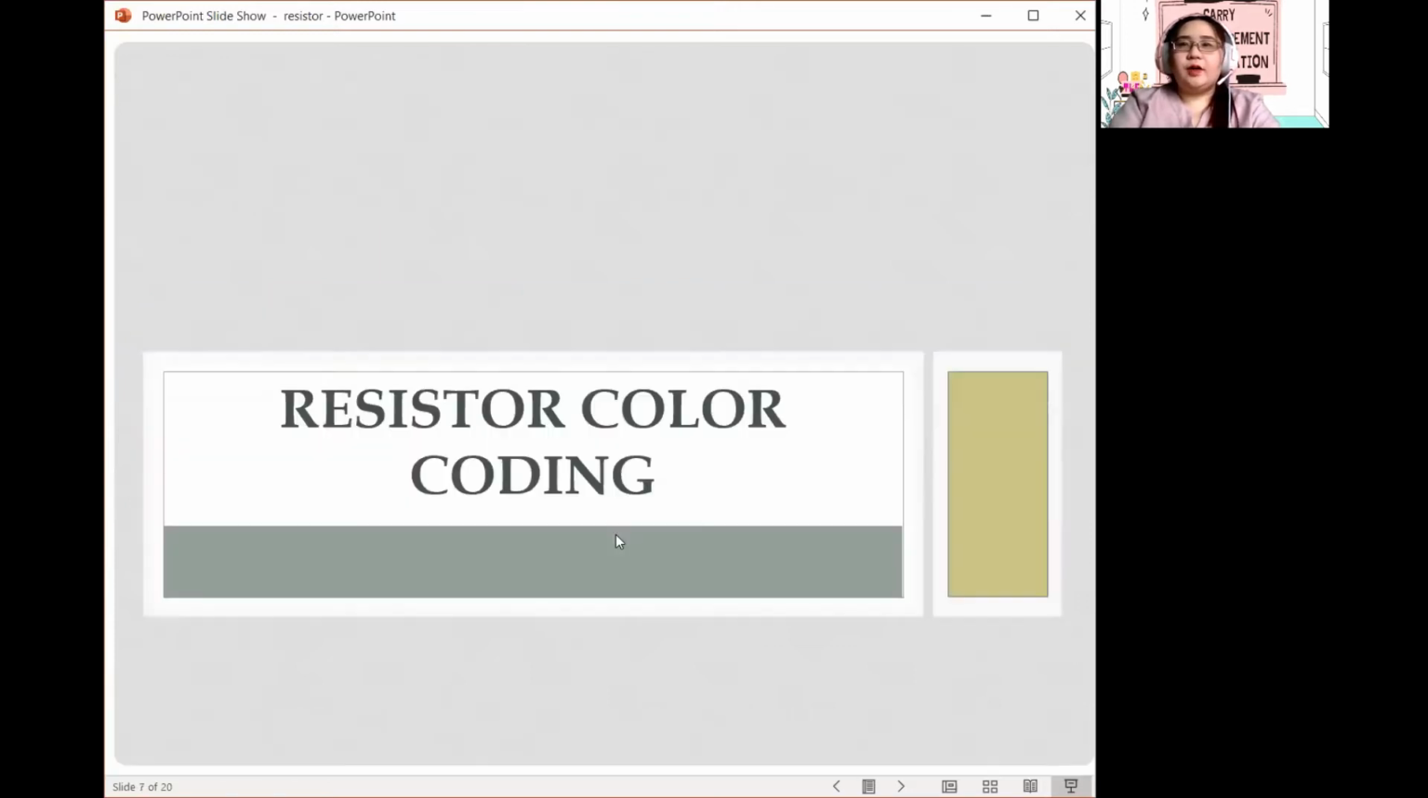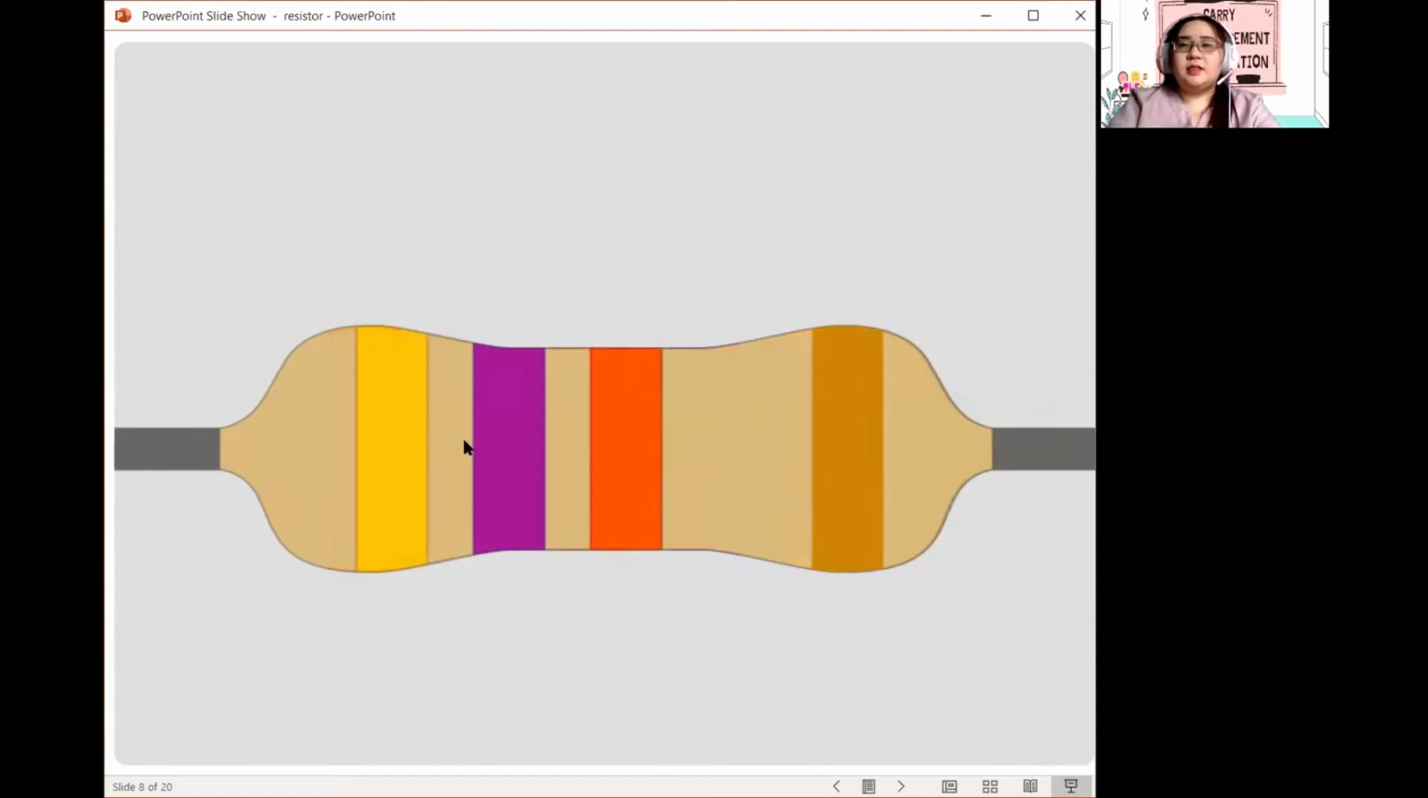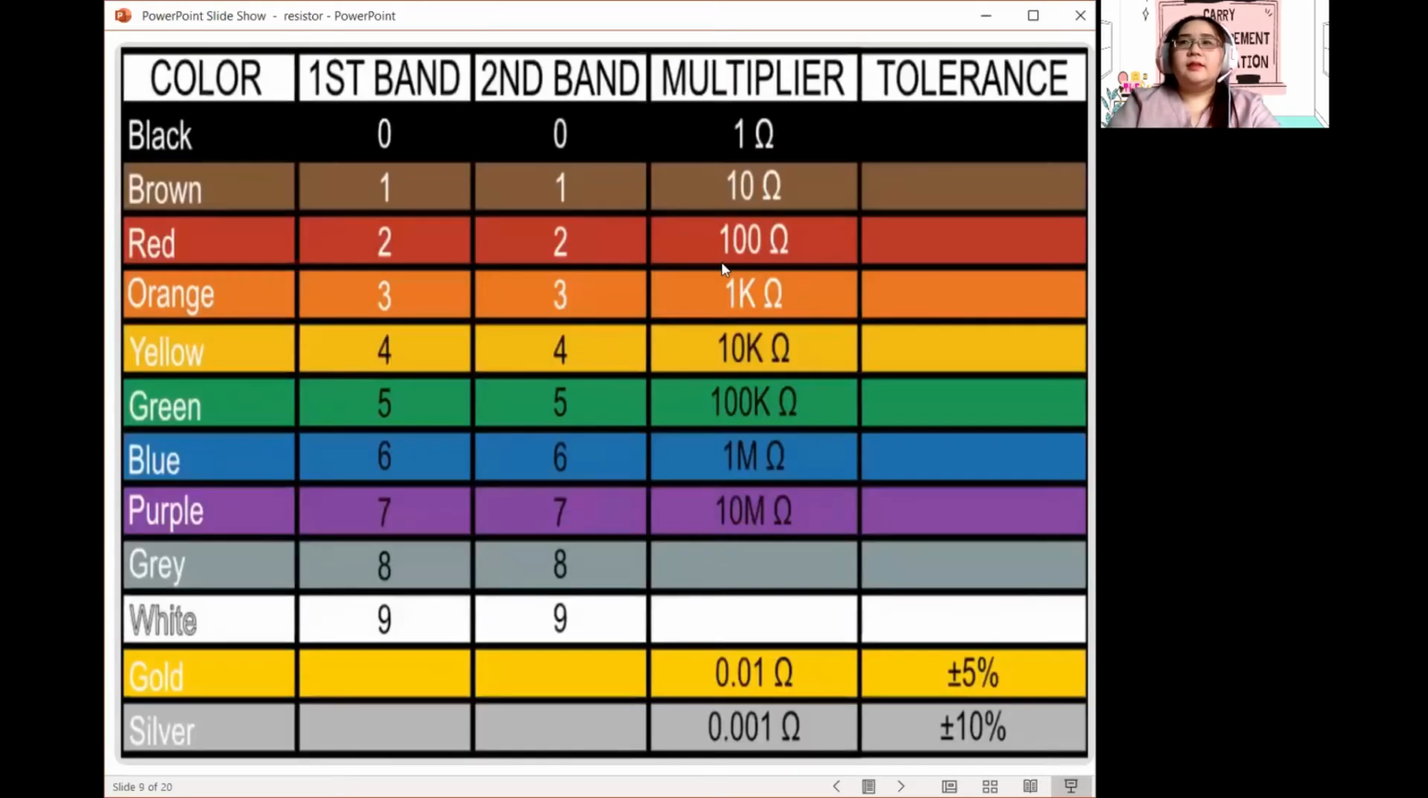Now, we are ready for our discussion for today, which is about resistor color coding. Today, we will discuss the 4-band resistor. We also have here the color coding chart. You can see that we have different colors: black, brown, red, orange, yellow, green, blue, purple or violet, gray, white, gold and silver.